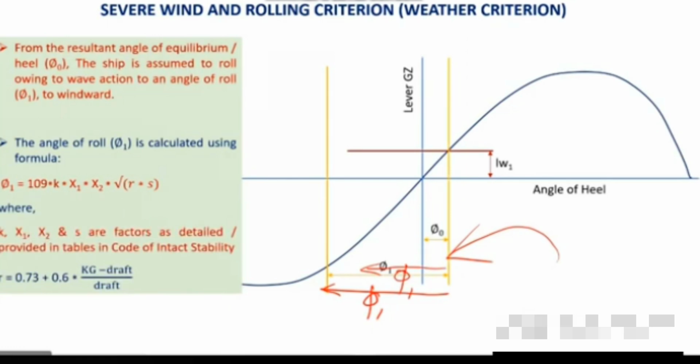But even if what is written in the second point is causing concern, you can say, because ultimately you should know from where phi 1 has come. Phi 1 will come out of some calculations for the ship. So the angle phi 1 is calculated using the formulae and the tables given in the code of intact stability. Is that clear?